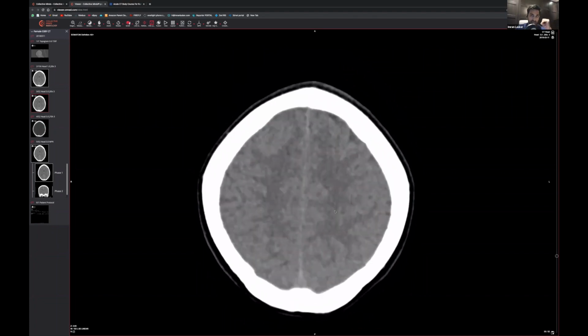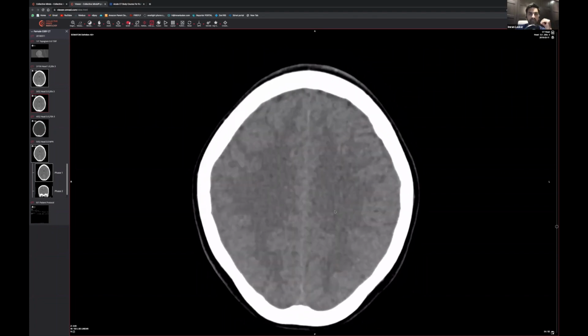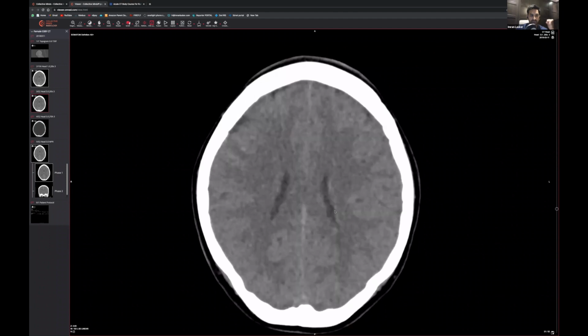This is not a normal scan at all. It's not a normal scan. Can anyone tell me what they think it is? If I gave you a clue that they came in with left-sided weakness. So then what we could do is there should be a stroke window. Let's see what stroke.